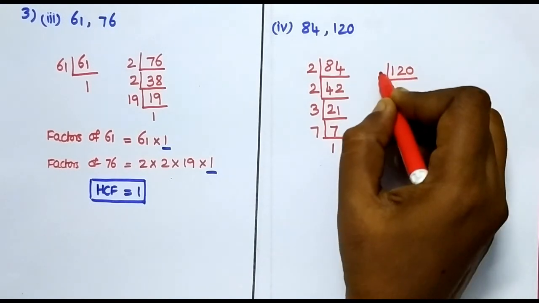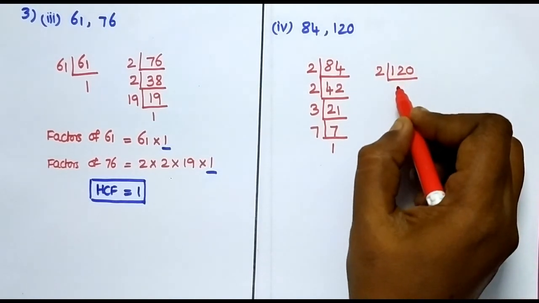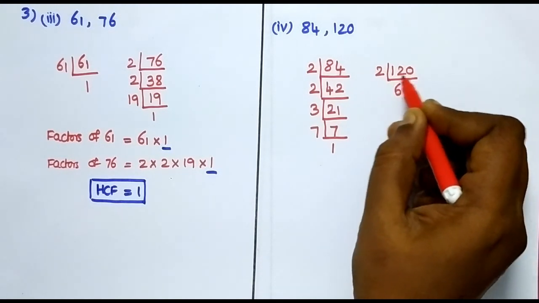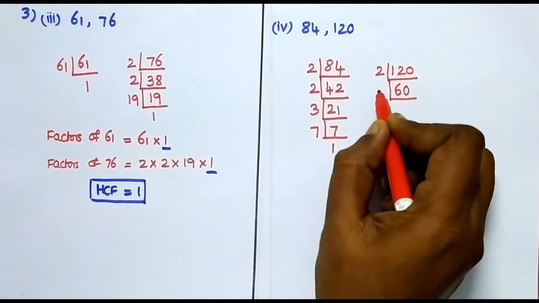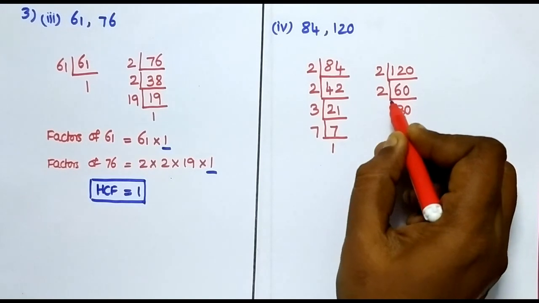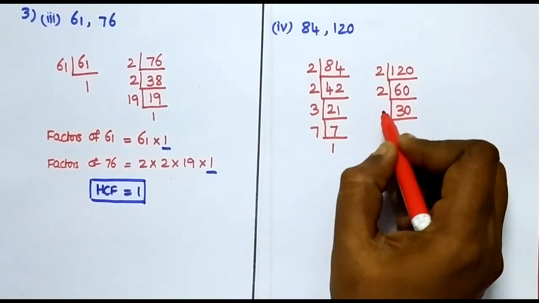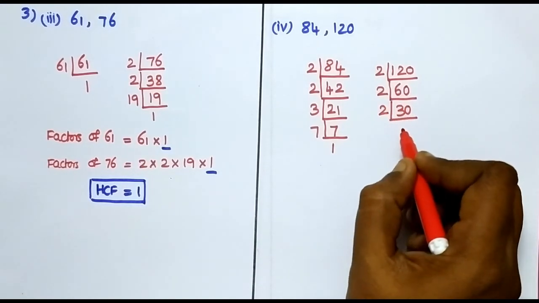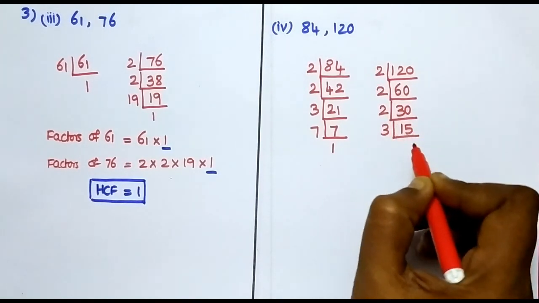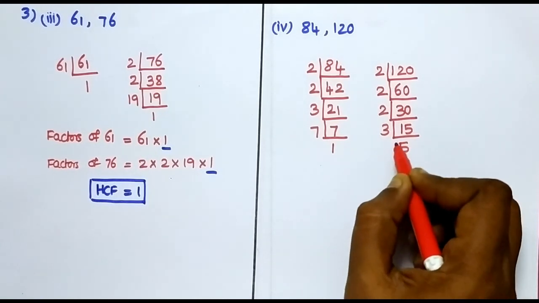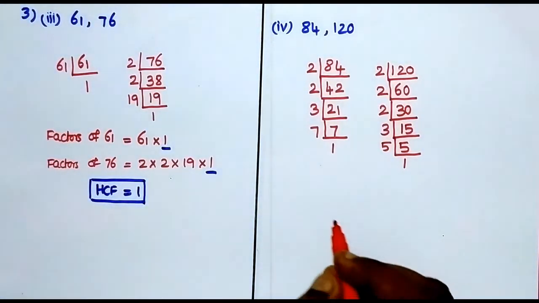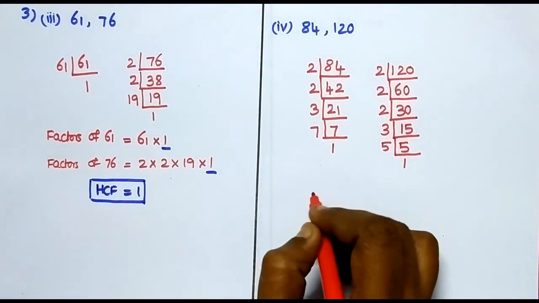And then 120 divided by 2. 6 2s are 12. Put the 0 means 60 2s are 120. Again divided by 2. 3 2s are 6. Put the 0. So 30 2s are 60. Again divided by 2. 15 2s are 30. And then divided by 3 means we get 5. So 5 is the prime number. Now divided by 5 means 1.